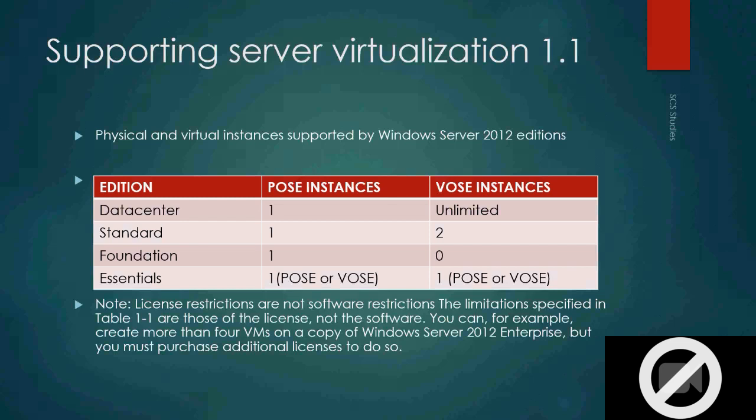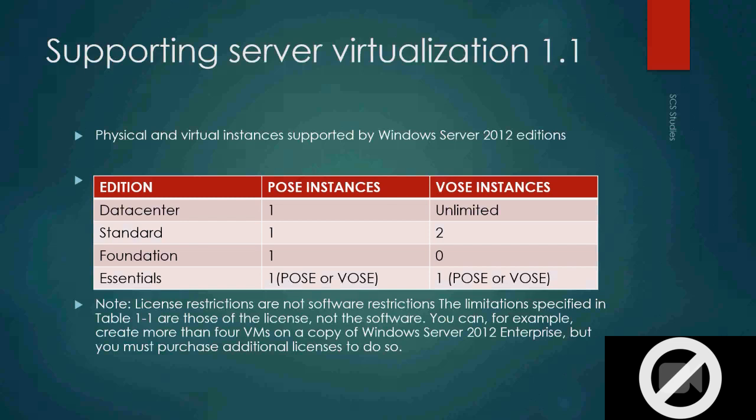In Essentials, you can do one POSE or one WOSE. That means if you purchase an Essentials license of 2012 Server, you can install it either in POSE or in WOSE. You cannot have POSE and WOSE both on the same server because it does not support Hyper-V. We have already learned that in Essentials the Hyper-V feature is not available. So in that case you can install an Essentials operating system either in a physical environment or in a virtual environment.